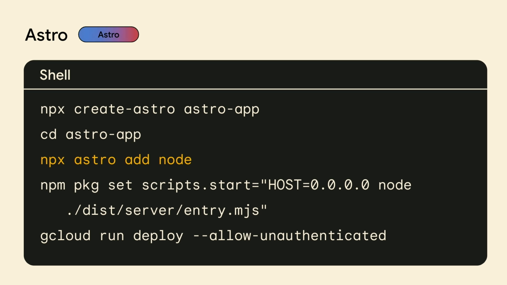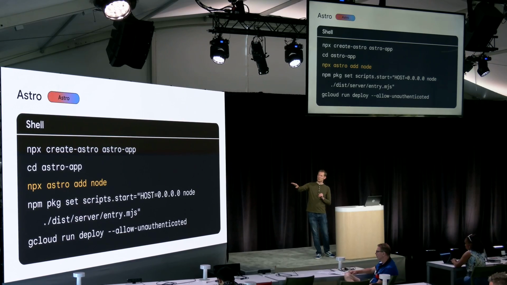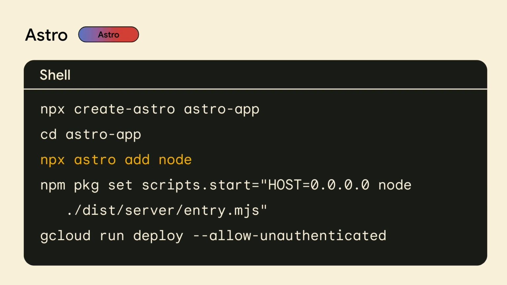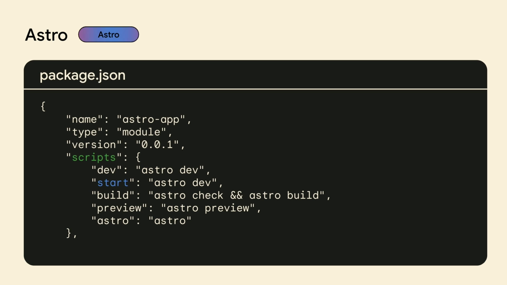The next thing is actually just the same as going into our package.json and changing the start script, but I've done this from the CLI so that people following along can stay within the CLI if they'd like to. What we're saying is change the start script to host 0.0.0.0 node ./dist/server/entry.mjs. Let's talk about why we're doing this.